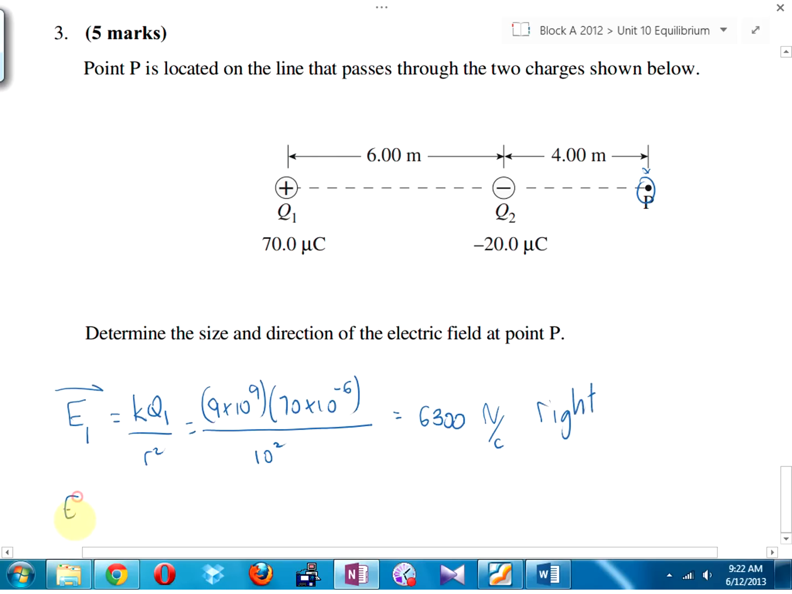Let's find electric field of charge 2. That's going to be KQ2 over R squared. That's going to be 9 times 10 to the 9th. Not negative. And its radius is 4 squared. What do you get?